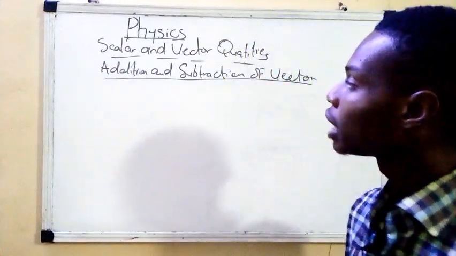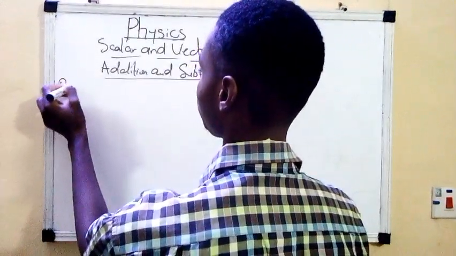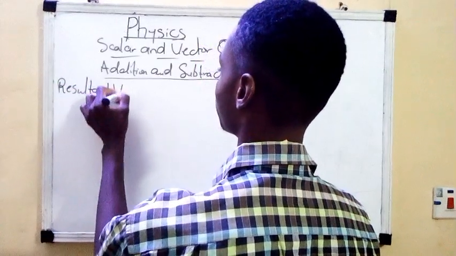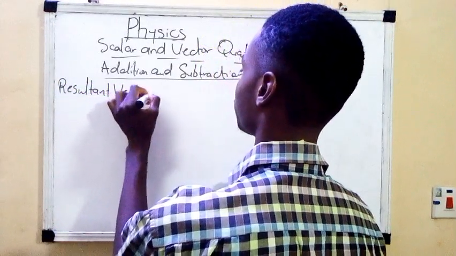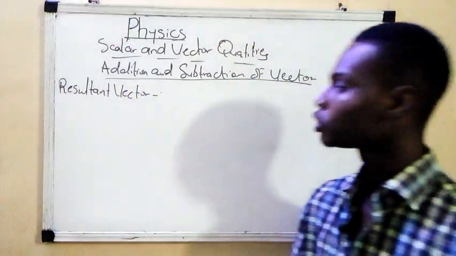So that vector that you're talking about now is known as what? Resultant vector. Alright, now that is what we know as resultant vector.